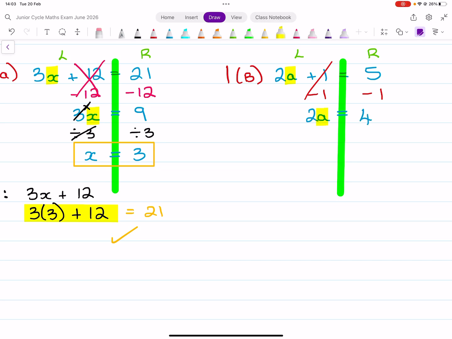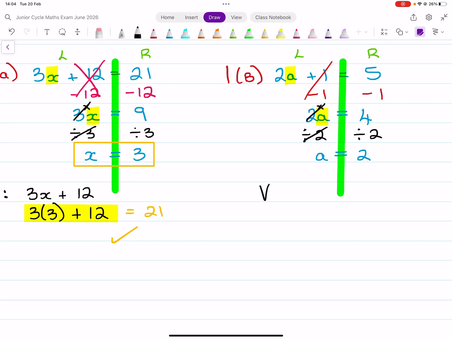The a is being multiplied by the 2. So the inverse of multiplied by 2 is divided by 2. They will cancel each other out. But to maintain balance, if I divide by 2 on the left, I have to do the same thing on the right. Tidy up. a equals 4 divided by 2 is 2.